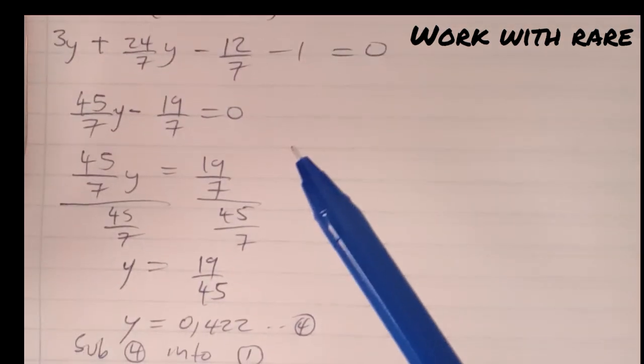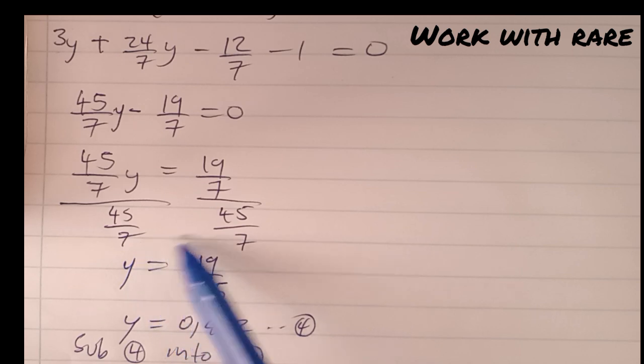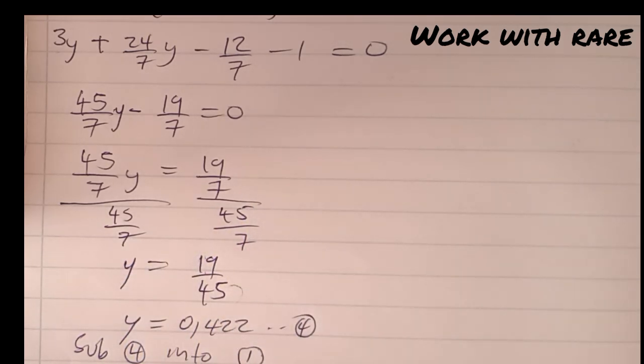Now the goal is to find y. Then at the end I have to divide both sides by 45 over 7, then I will get my value of y. But at the end, write your answer in decimals, because usually in maths they say round off your final answer into 3 decimal places. So after you round it off, you'll get this.